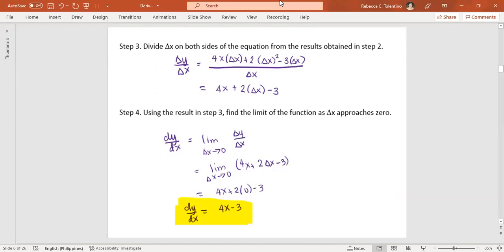Okay, and for the final step, dy over dx is the limit of delta y over delta x. So all we need to do is to take the limit of the expression that we got in step 3 as delta x approaches 0. So we're taking the limit of 4x plus 2 delta x minus 3 as delta x approaches 0. So we learned how to do this in our previous chapter. So it's going to be 4x plus 2 times 0 minus 3. So dy over dx is 4x minus 3. Okay? So that's an illustration of the 4-step rule.